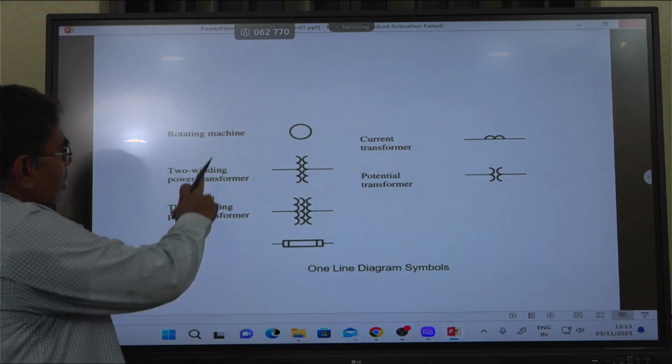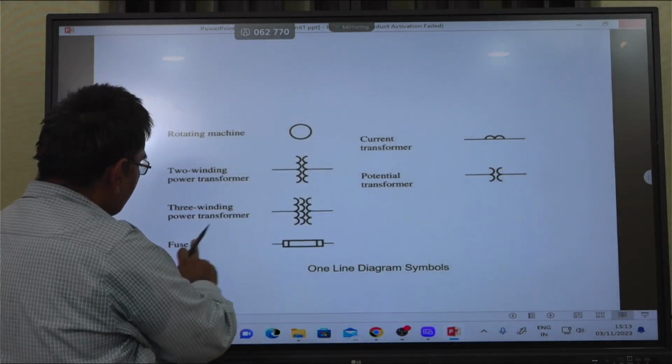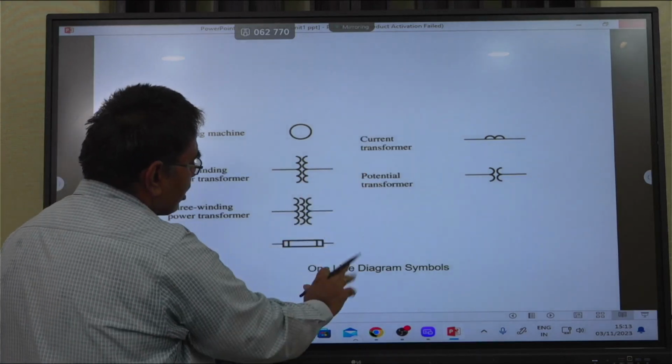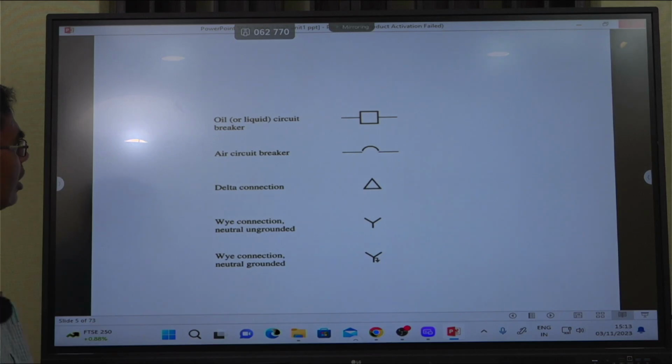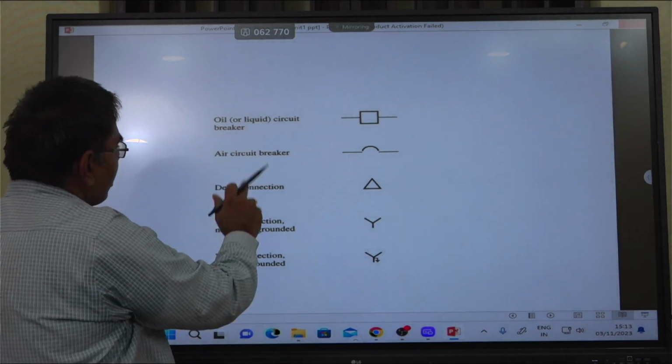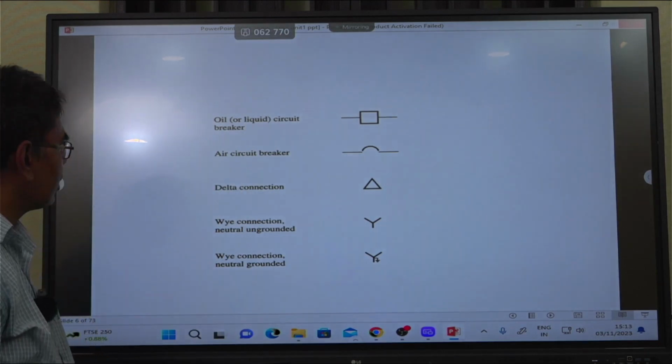These are the symbols for a rotating machine, two-winding transformer, three-winding transformer, fuses, current transformer and potential transformer. These are the symbol representations used in a single line diagram. This is an oil circuit breaker, an air blast circuit breaker, delta connection, Y connection, and Y with neutral grounded systems.